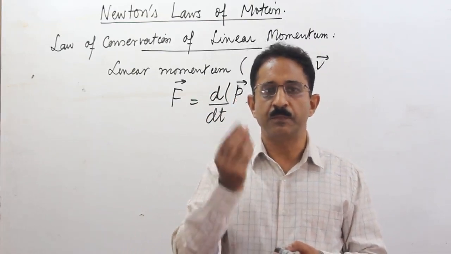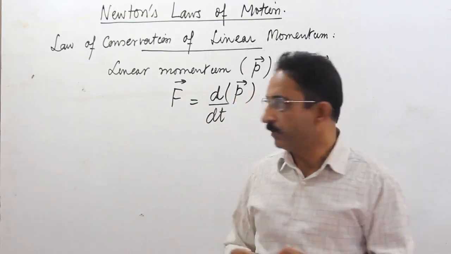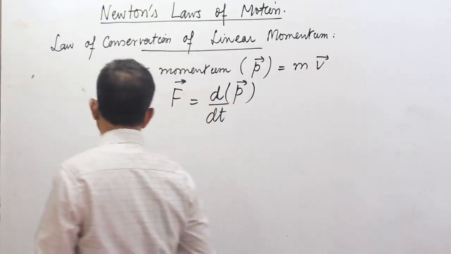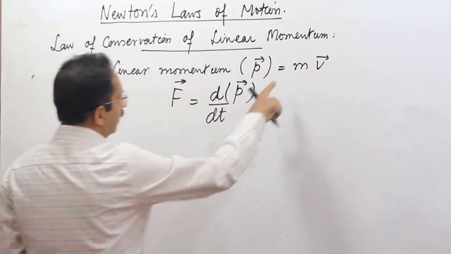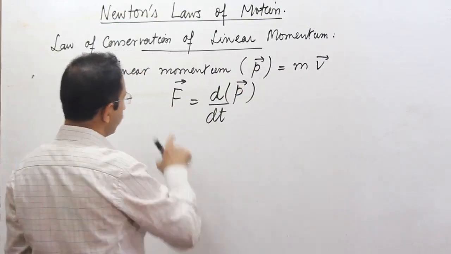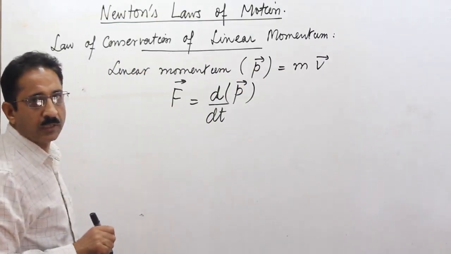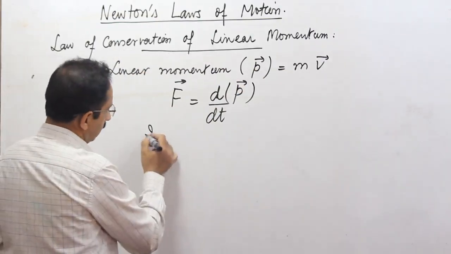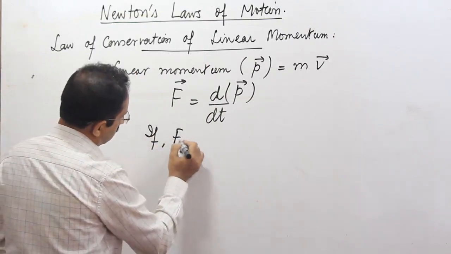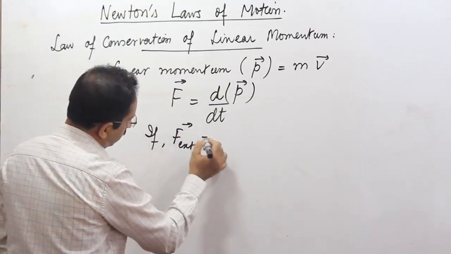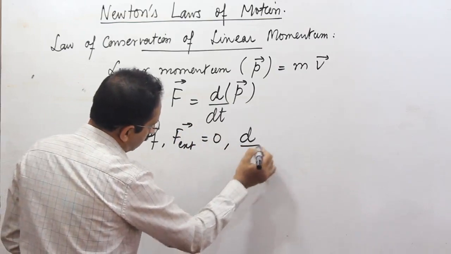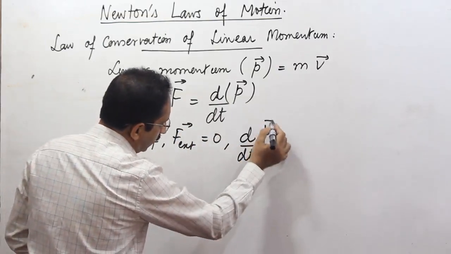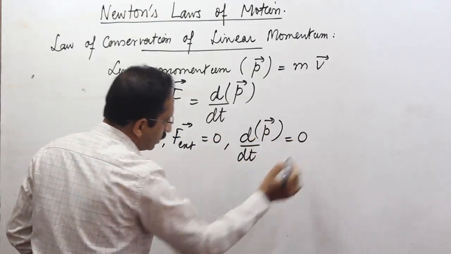We start with a very simple system. हमारा सिस्टम मान लेते हैं एक सिंगल पार्टिकल है, उस सिंगल पार्टिकल का मास है m और उसकी वेलोसिटी है v. तो मैं न्यूटन के सेकंड लॉ को यूज करके मैं ऐसे कह सकता हूँ that if this force, which is F external, becomes equal to 0, then d over dt of P becomes equal to 0.